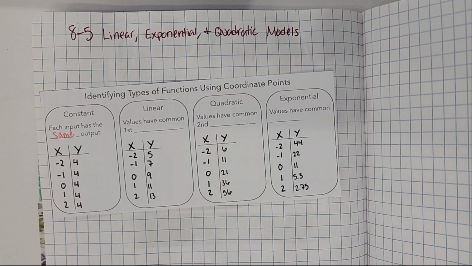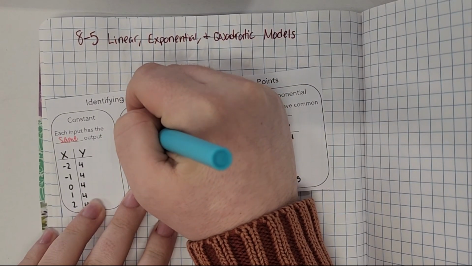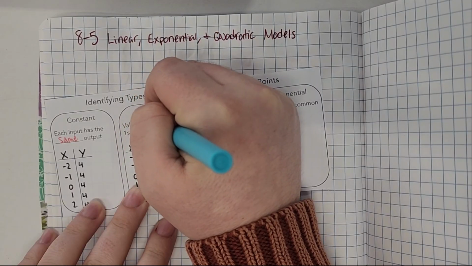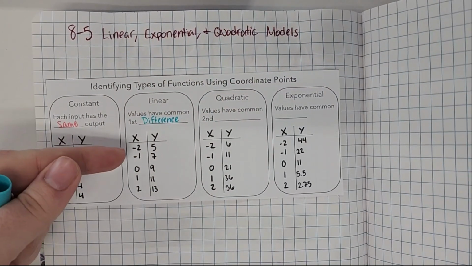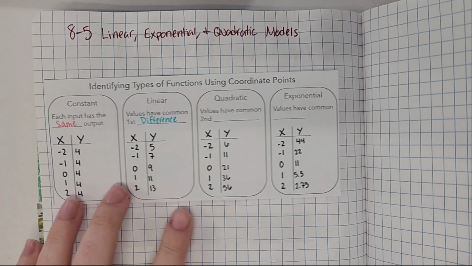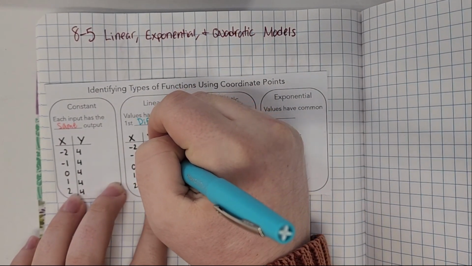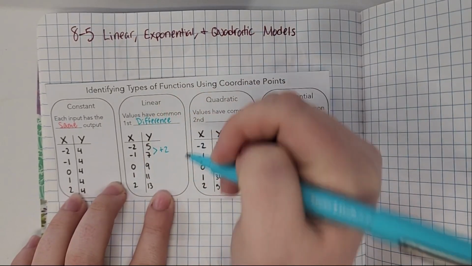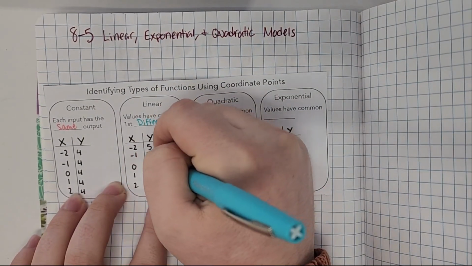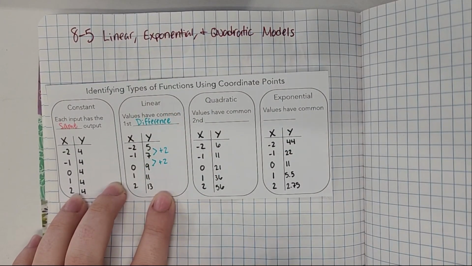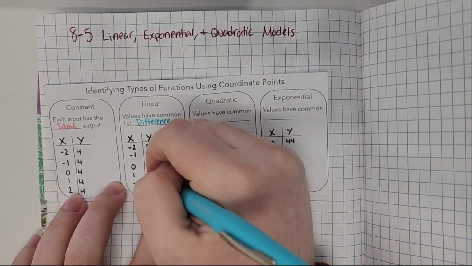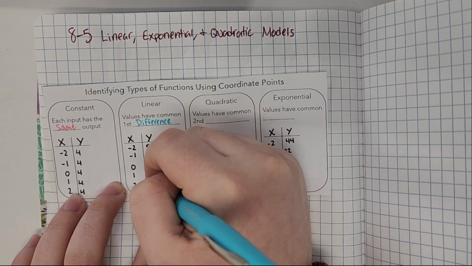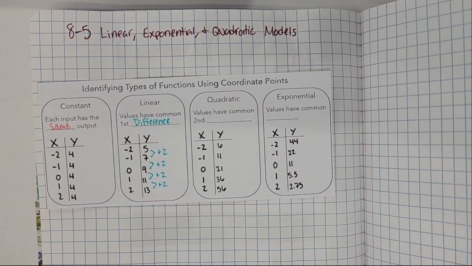A linear function is when values have a common first difference. That's the first difference, meaning we're adding or subtracting the same value to each point as we go. So for our y values here, 7 minus 5 is 2, so that means we have a difference of 2. 9 minus 7 is 2, so we have a difference of 2. Or rather, we would add 2 to the 5 and to the 7. As we continue, we see that same pattern form.